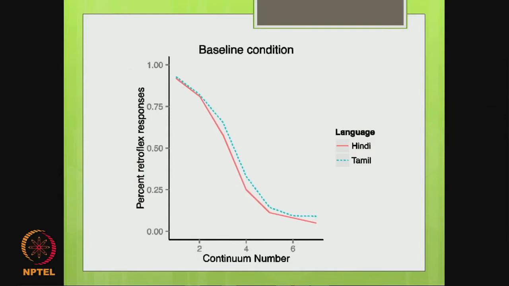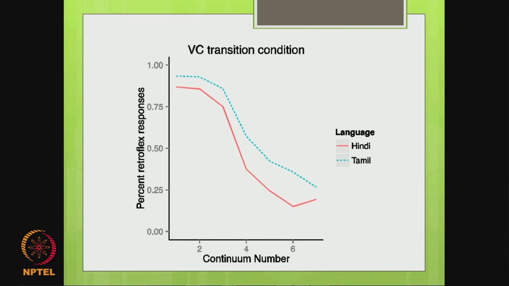This is zooming in on a few individual differences. So this is the baseline condition where I altered no cues, and speakers are roughly the same. Hindi versus Tamil speakers are classifying these sounds roughly in the same way. This condition is just the vowel cues, so just the vowel that's preceding the consonant, and there are no burst cues to help decide whether they've heard retroflex or dental.